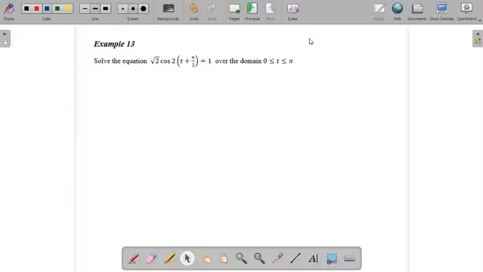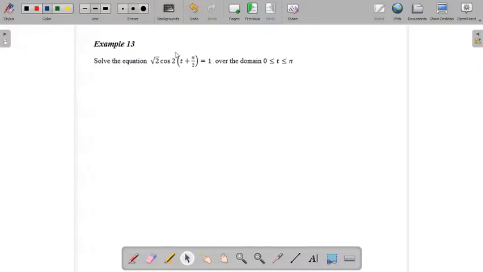Okay, example 13. We've got here root 2 times cos of (2 times t plus pi over 2) is equal to 1. Okay, again, this is looking a bit more complicated, isn't it? But when we break it down, it's not that hard.